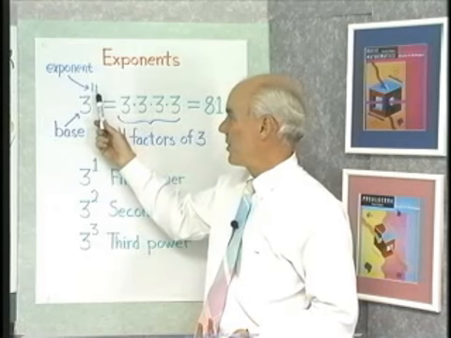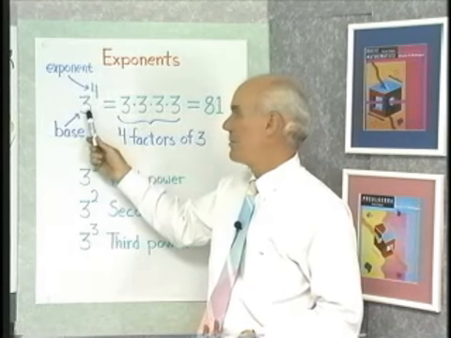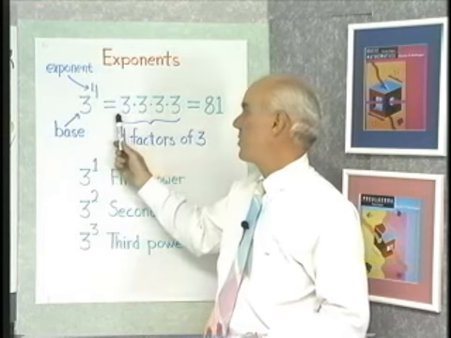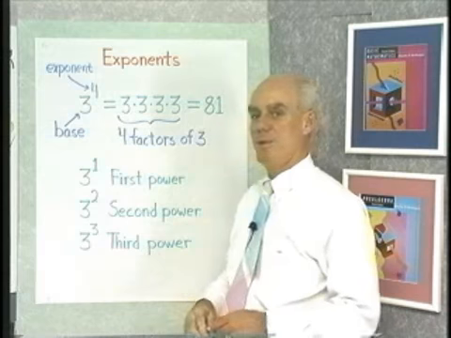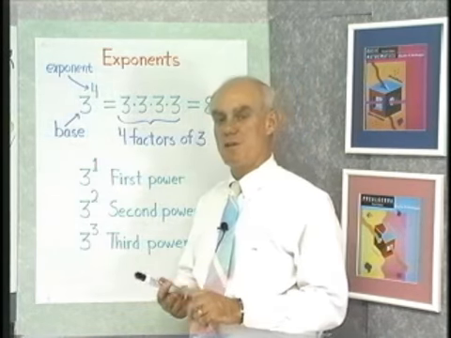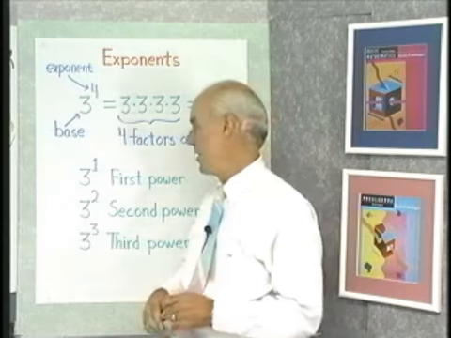Or I'm going to write a product that has 4 factors of 3. So that 4 stands for the number of 3's that I have here in this product. Then I multiply and I get 81. So 3 to the 4th, shorthand notation for 3 times 3 times 3 times 3, which of course is 81.